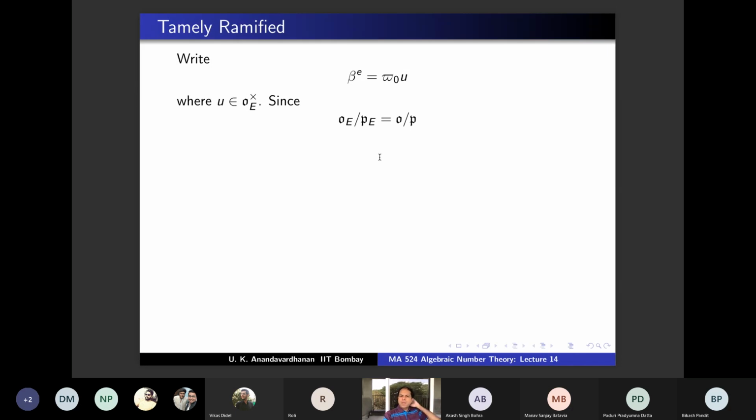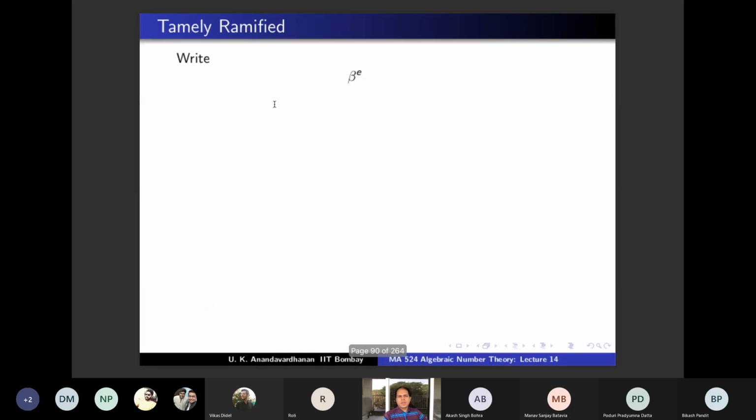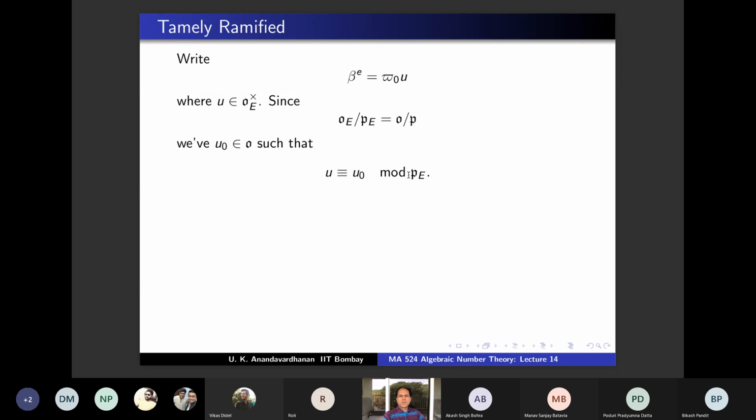But we also know that O_E by P_E equals O by P. Why is that? Because it is given to us that E over K is totally ramified. So because it's totally ramified, this we know, and therefore u is a unit. So u is congruent to something downstairs modulo PE because of this equality. So we have a u naught in O, which will turn out to be in O star, such that u is u naught mod PE. Why is u naught a unit? Because if u naught is not a unit, then it will be 0 mod pi E. Therefore, u naught has to be a unit. If u is a unit, then u naught has to be a unit. So there is such a u naught.